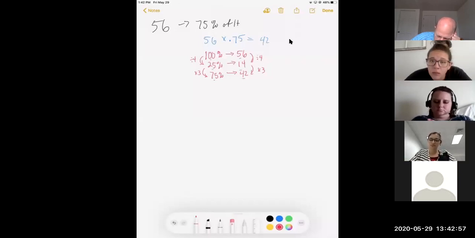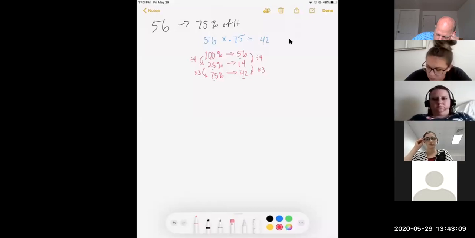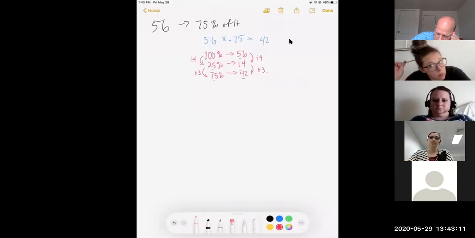So 100% divided by 4 is 25%, times 3 gets 75%. 56 divided by 4 is 14. 14 times 3 is 42. So I have 10 times 3 is 30, and 4 times 3 is 12, so that gives me my 42. Okay, is everybody doing good so far?